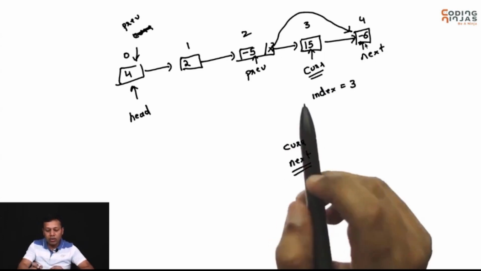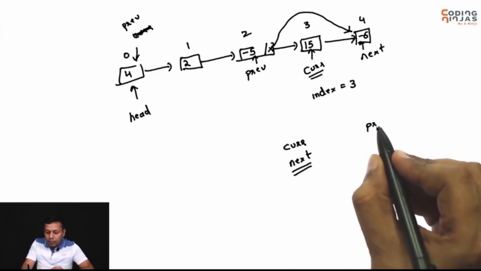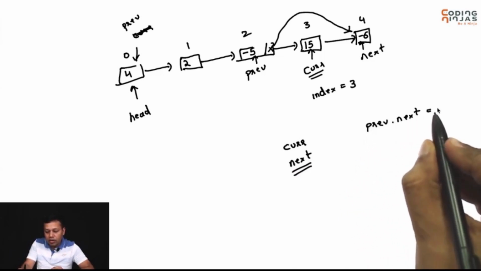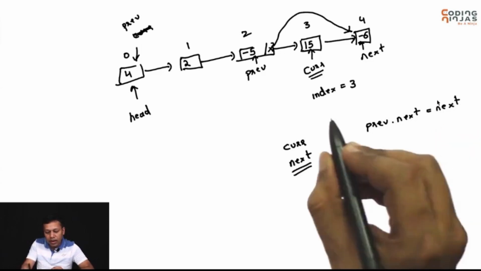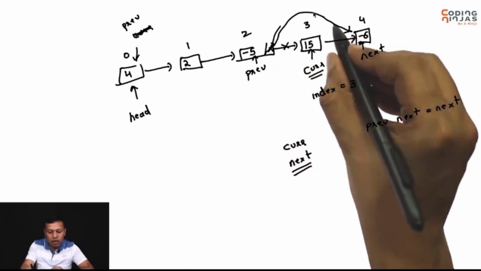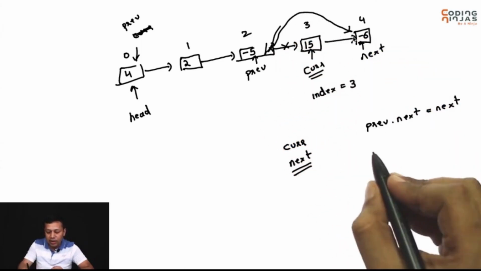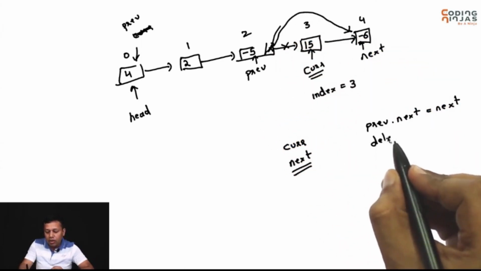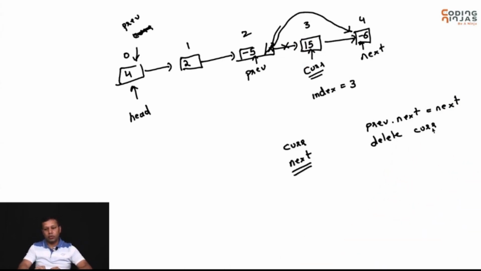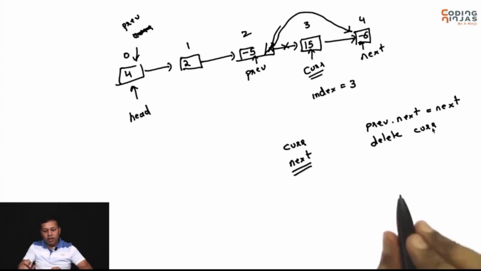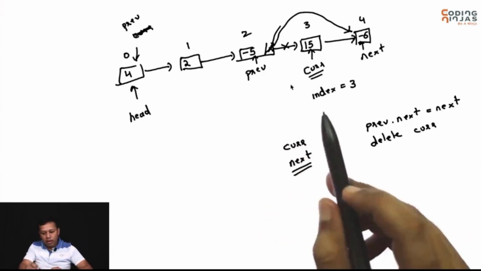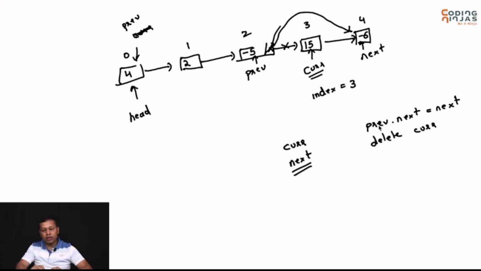All I need to do is previous dot next is equal to next. So I have eliminated this and I have moved this to the next pointer, and then I can do delete on the current node. Okay, but make sure that the current node exists. If the current node exists, then I can do this. All right.